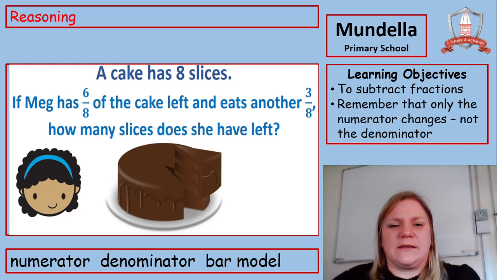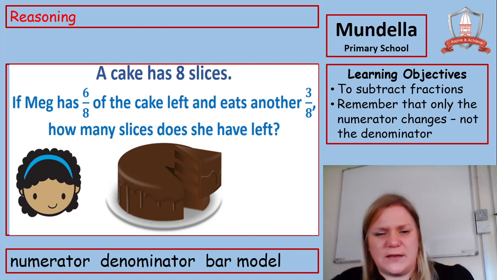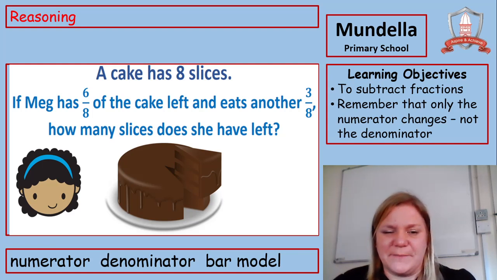So let's go through a couple of reasoning questions actually together. So a cake starts off with 8 slices. That looks like a delicious chocolate cake, doesn't it? So a cake starts off with 8 slices. If Meg has 6/8 of the cake left, and then she eats another 3/8, how many slices does she have left? Have a little think about that. Pause the video where you have a think and get an answer in your mind.